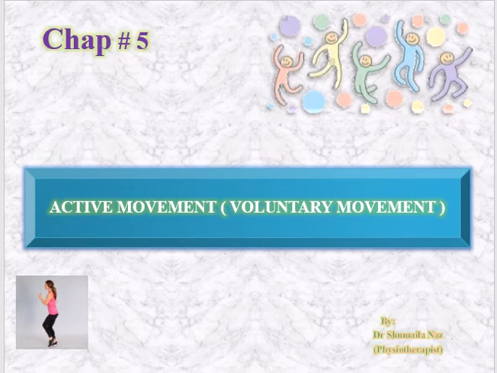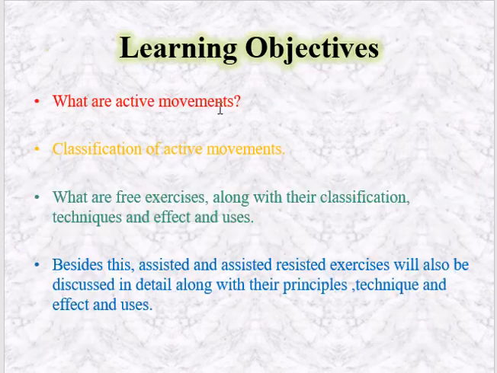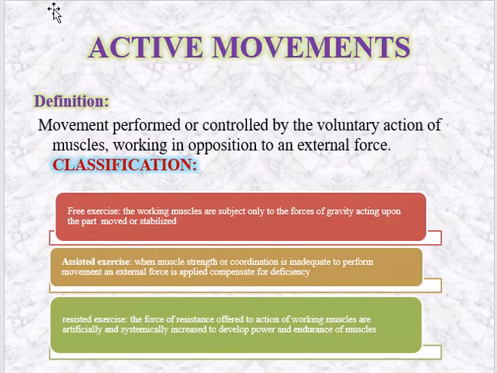That means voluntary movement. Our learning objectives: What are active movements? Classification of active movements. What are free exercises along with their classification, technique, effect and uses. Besides this, assisted and assisted resisted exercise will also be discussed in detail along with the principles, technique, effect and uses. Now, what are active movements?